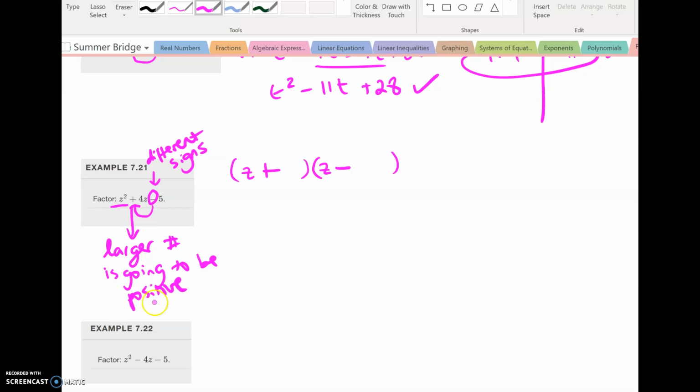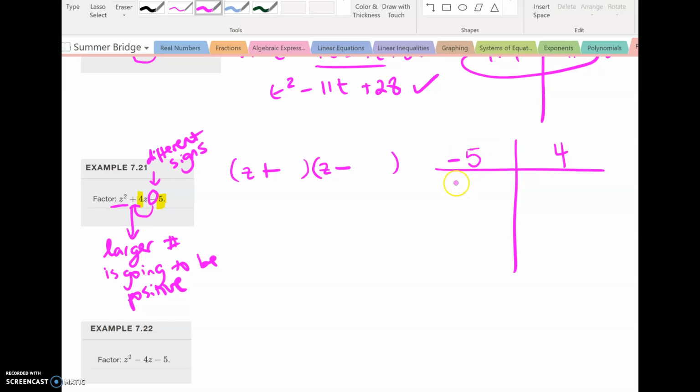If this were negative, then it would be negative. Okay, but everything else works exactly the same. So I take a look at my last term and the coefficient of the middle term. So the last term has to multiply to give us negative 5, and it needs to add to give us 4.